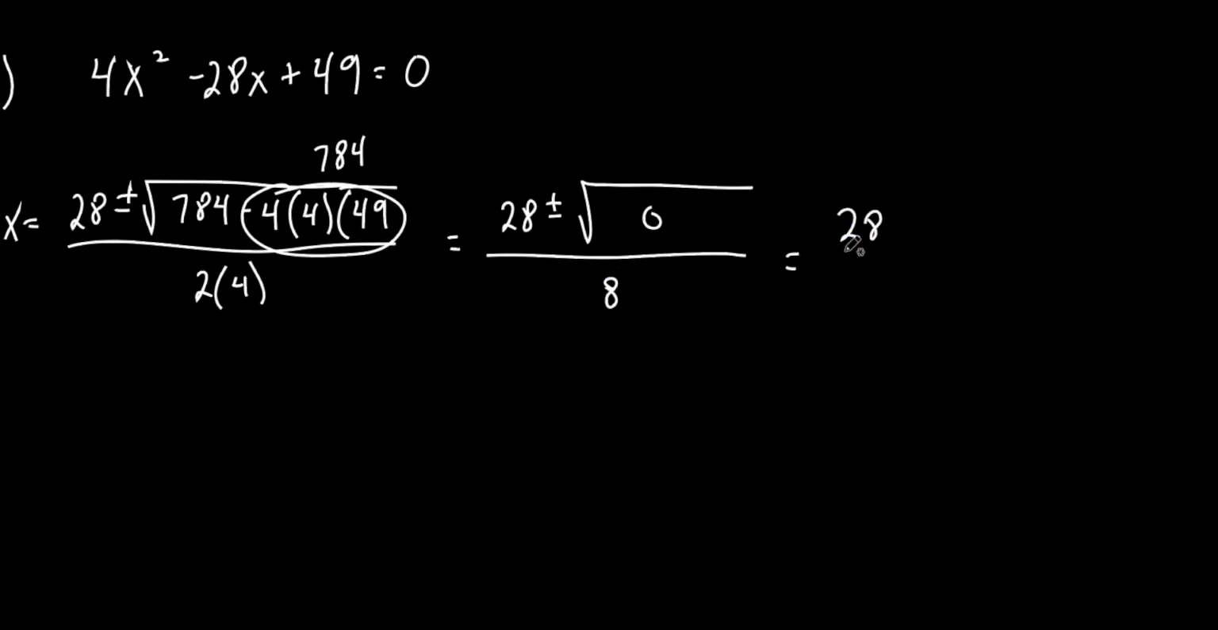I get 28 over 8. What would you do here? Yeah, what goes into both? 4 goes into both, right? 4 goes into that 7. 4 goes into this twice. Does that look familiar? There you go. This was kind of ugly because you had to go to a calculator, didn't you?